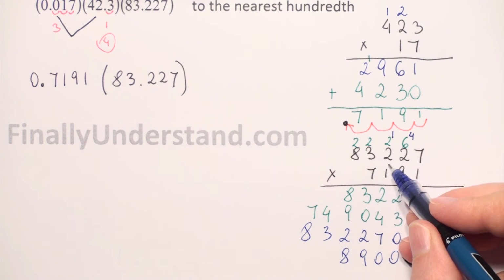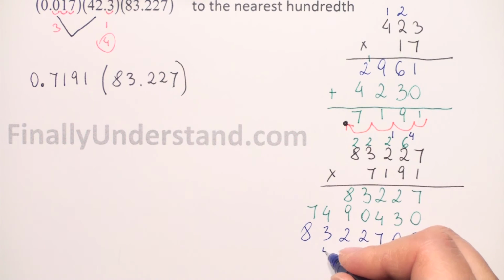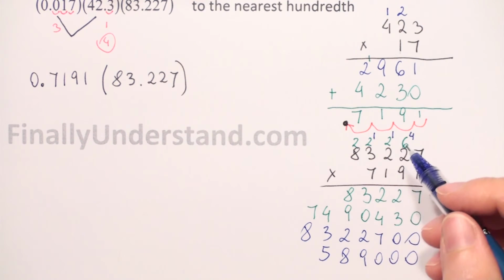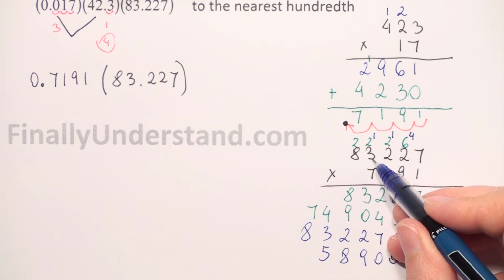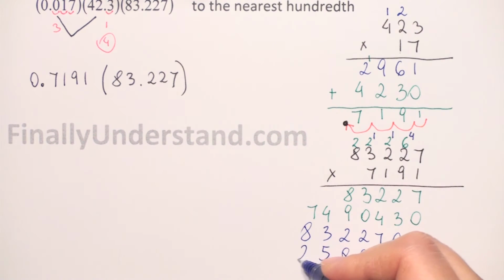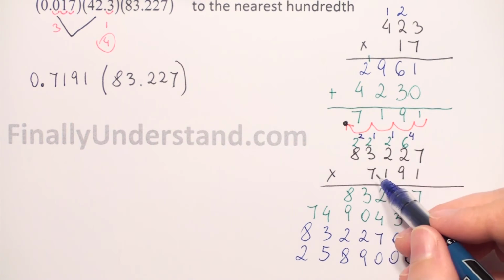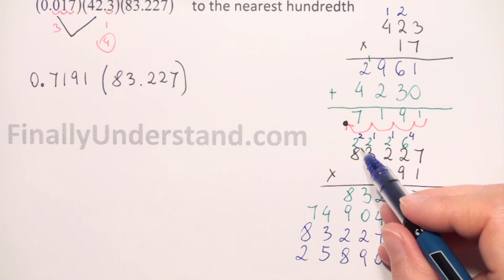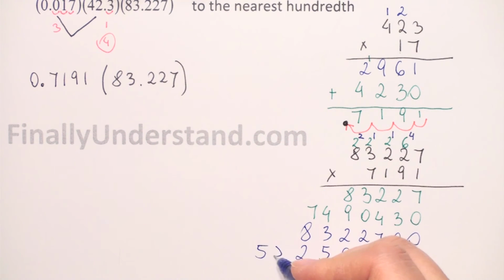7 times 2 is 14 plus 1 is 15. And 1 will go to next column. 7 times 3 is 21 plus 1 is 22. So we have 2 and 2 we add to next column. 7 times 8 is 56 plus 2 is 58.